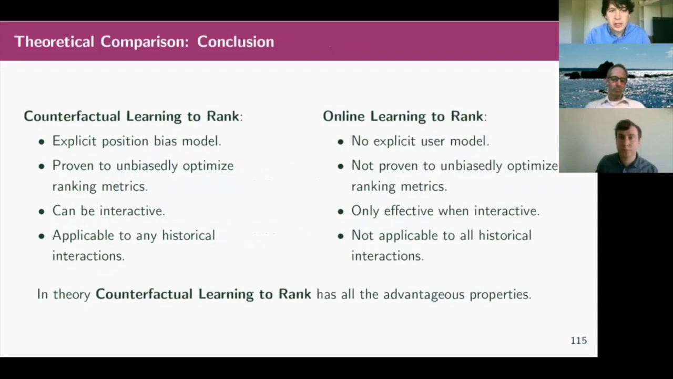Now, if you put them next to each other, you can clearly see that counterfactual learning to rank seems to have all the advantageous properties. It can be both interactive or be applied to historical interactions. We can prove it unbiasedly optimizes ranking metrics. The only downside is that you need this model of bias, really. So it seems to be very one-sided on the counterfactual side. Very interestingly, the opposite of what we saw in the empirical comparison.